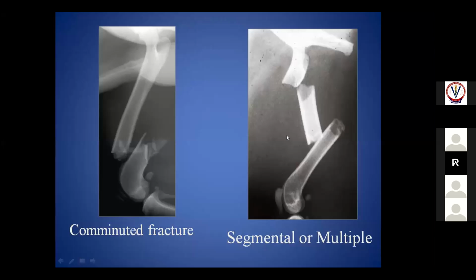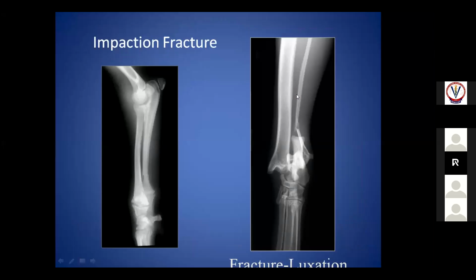Again, the same classification. If there are more than two fracture lines in the same bone, but they are not communicating with each other, that we call a segmental fracture. Why segmental? Because the bone is divided into different segments. See here, this is a single femur bone. There are two fracture lines. One fracture line is here, the other fracture line is here. They are not communicating with each other. That resulted in formation of segments of the bone. This is one segment, this is the other segment, and this is the third segment. So the bone is divided into three segments. This we call a segmental fracture or multiple fracture.